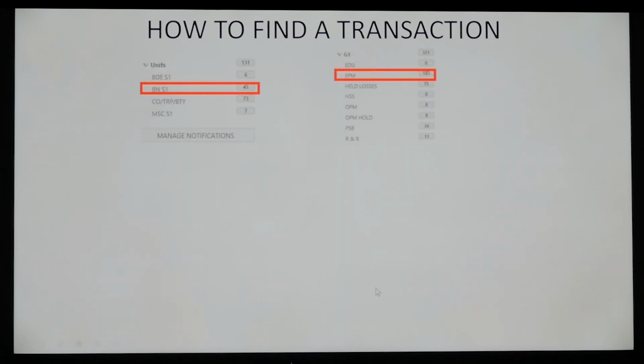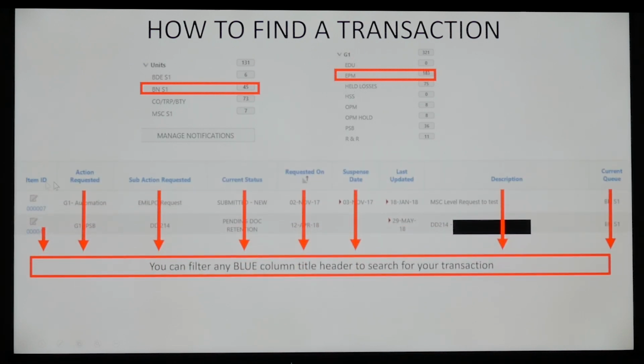So what that looks like is when you select either Battalion S1 or EPM, a menu will populate with this dark blue line. You can filter any blue column title header to search for your transaction. So if I select Battalion S1 and I knew the item document number, I could select item document number and filter for that specific number. You can also do that by description, looking at name. You can do that by current status for submitted new or pending retention, or you can do it by sub-action. So if I only wanted to see AWOLs or ETSs, I can do that here in these levels.